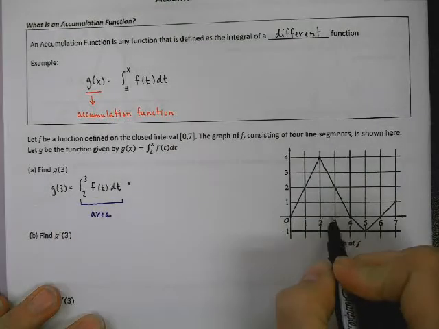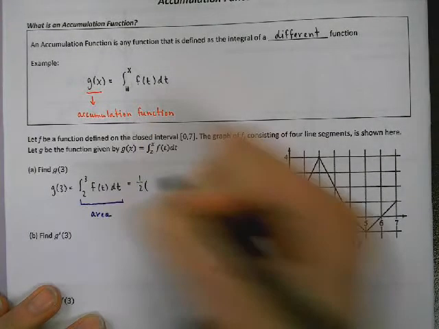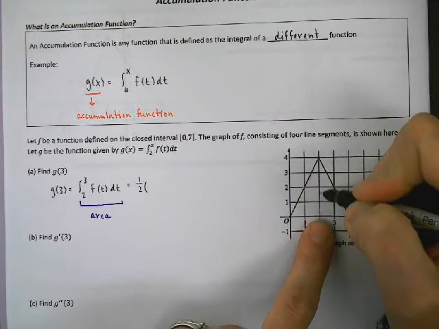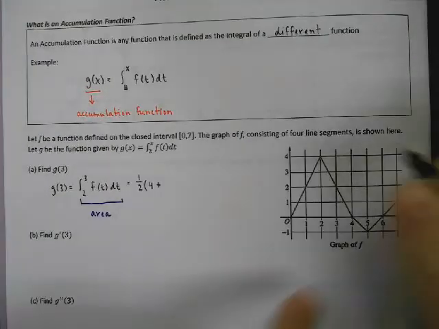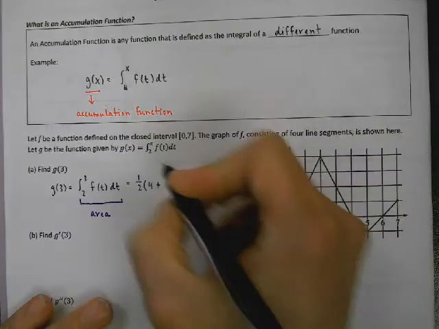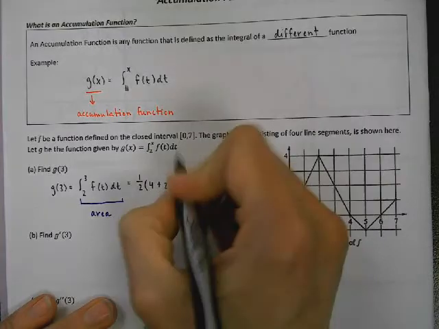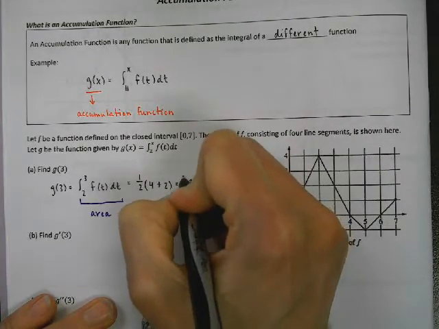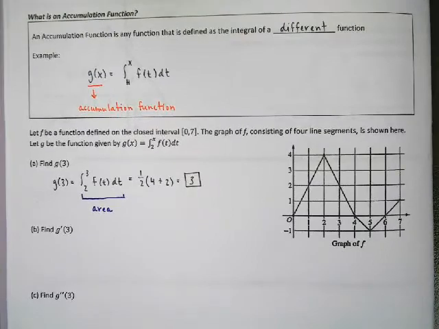So the height of that trapezoid is just going to be 1. So I have 1/2. Base 1 of that trapezoid is going to be 4. My base 2 is 2. So I have 1/2 times 6, which is just 3. So g of 3 I know is 3.